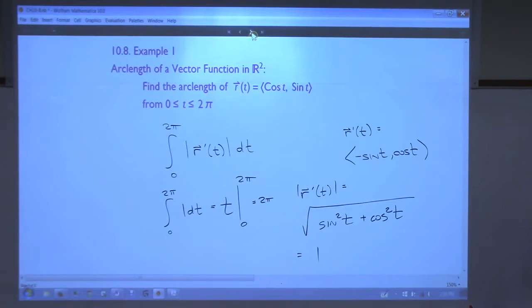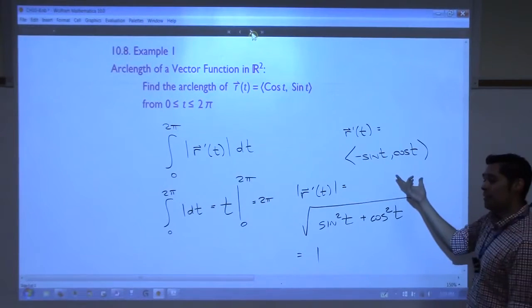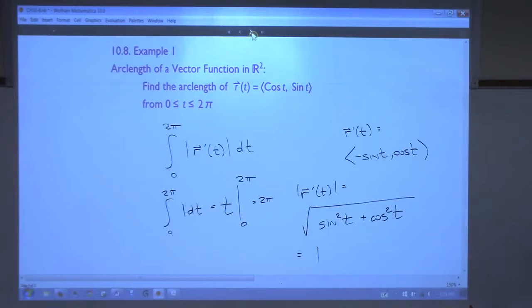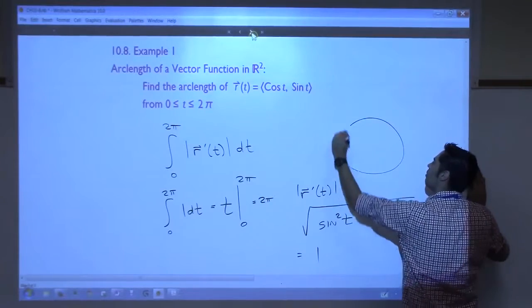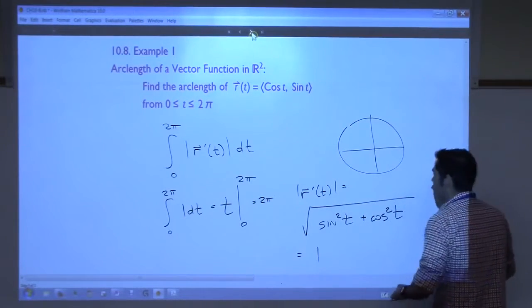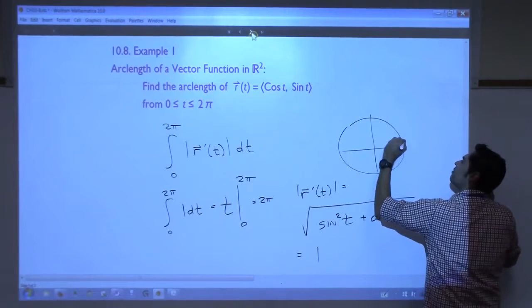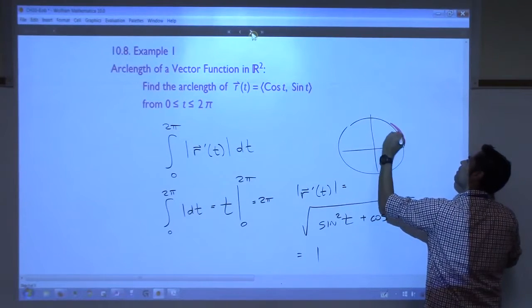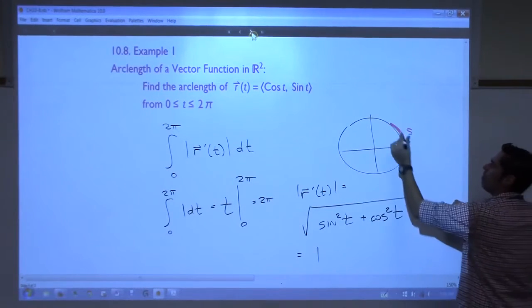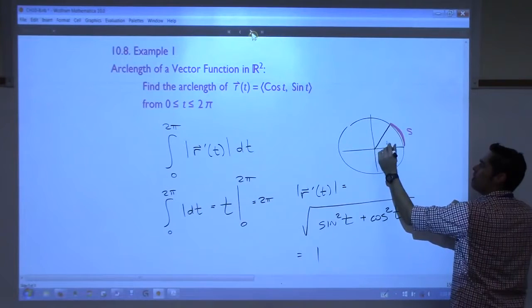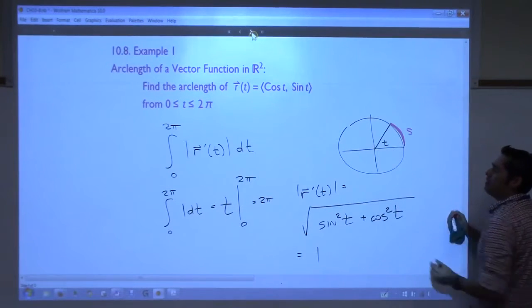But with this formula, you could actually draw less of it and figure out the arc length. Like if I wanted to, here's my unit circle. What if I only wanted to know this piece right here? Let's call that S. And let's call this angle in here T, kind of like for theta.